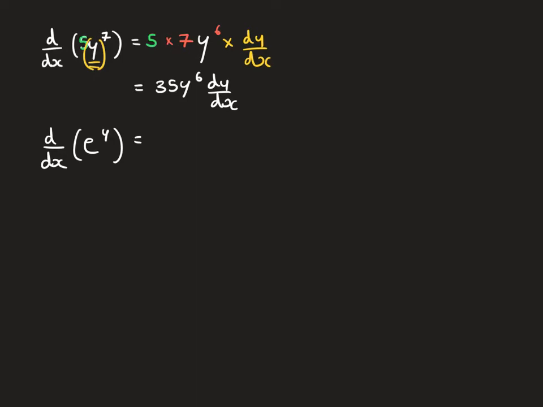So d by dx of e to the power y. Now, it's an exponential function. The inner function is y, and e is being raised to that function. What do we know about exponential functions? They differentiate to themselves. So e to the y differentiates to e to the y, but we need to remember our chain rule and multiply by the derivative of the inner function, which is dy by dx. And there's the answer, e to the y dy by dx.